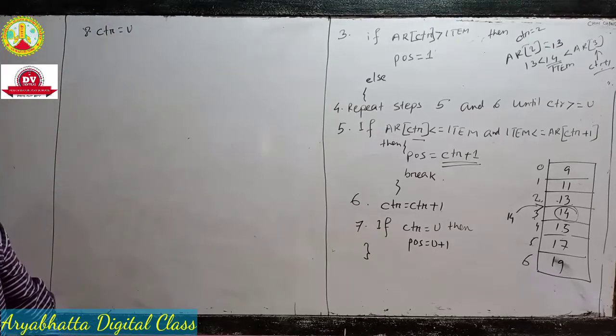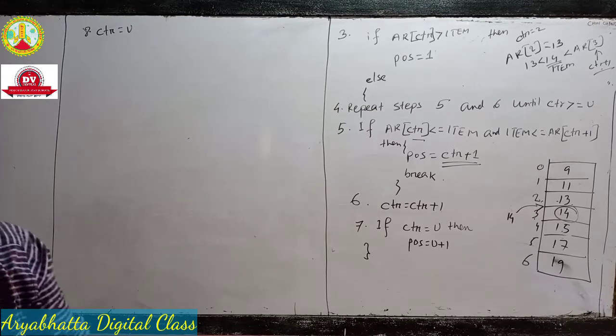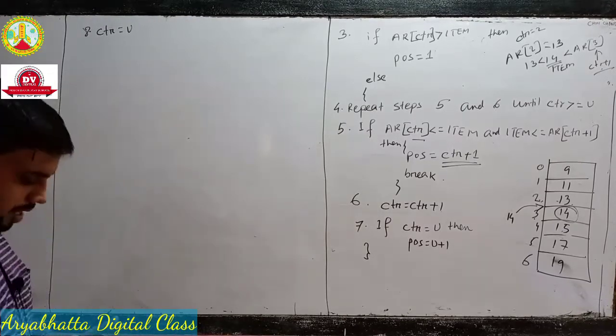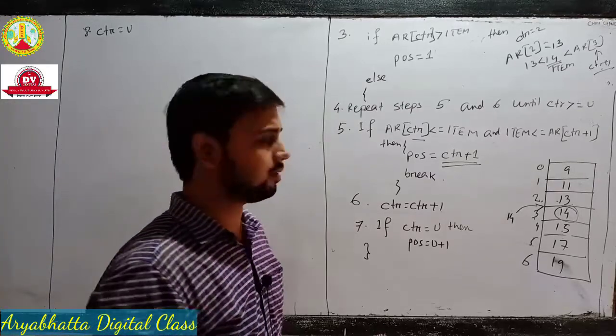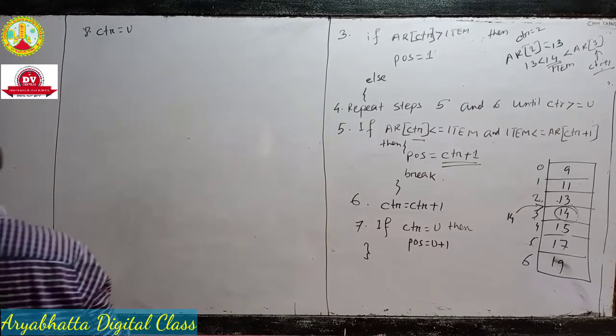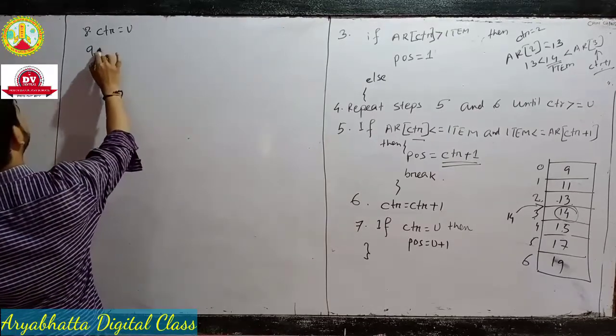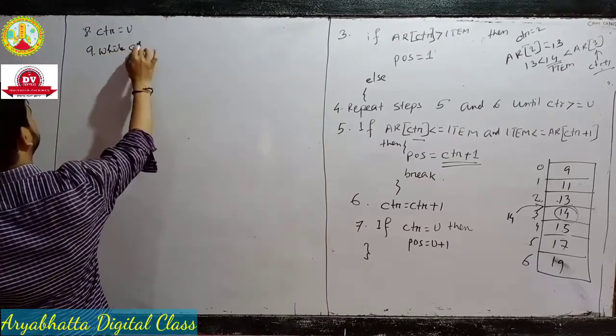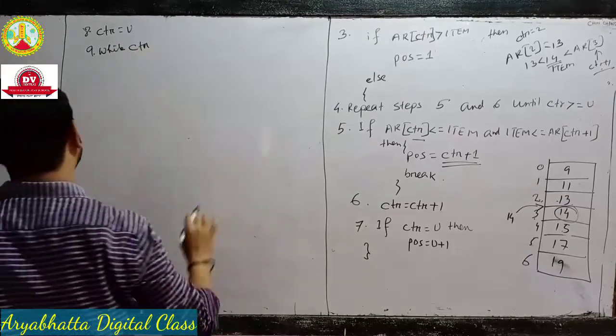CTR is equal to U, which means the counter. Again, we initialize the counter with U. Okay, the first case is completed. We first initialized the counter with L, the lower bound. Now we initialize the counter with U, the upper bound, because there are many possibilities. We have to cover all possibilities.